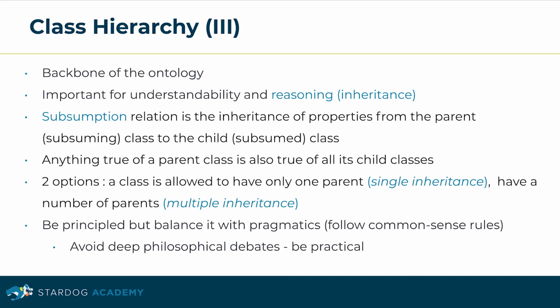And in ontology models, we have two options. A class is allowed to have only one parent, and in this case we talk about single inheritance, or it could have multiple parents, and in this case we talk about multiple inheritance. Well, be principled but balance it with pragmatics. Follow common sense rules to define your class hierarchy and avoid deep philosophical debates. Just be practical.